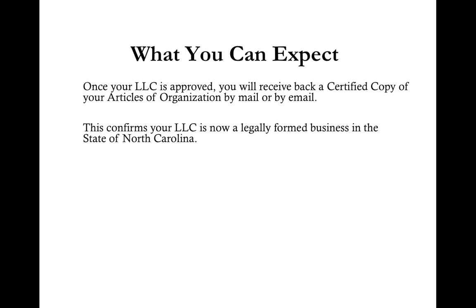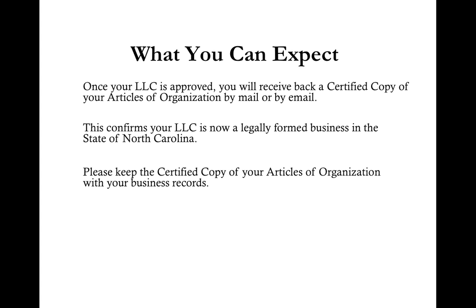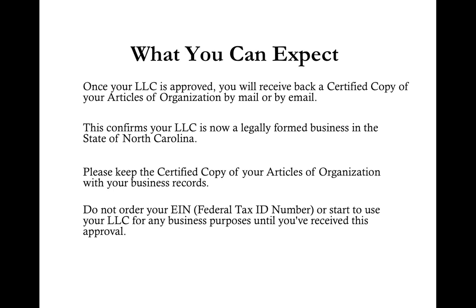Once your LLC is approved, you'll receive back a certified copy of your Articles of Organization by mail or by email. This confirms your LLC is now a legally formed business in the state of North Carolina. Please keep the certified copy of your Articles of Organization with your business records. Do not order your EIN, also known as your Federal Tax ID number, or start to use your LLC for any business purposes until you've received this approval.